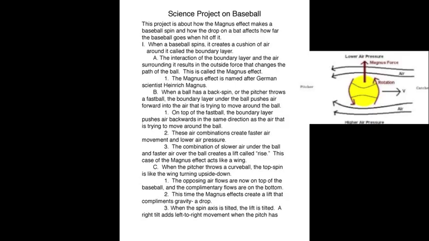These air combinations create faster air movement and lower air pressure. The combination of slower air under the ball and faster air over the ball creates a lift called rise. This case of the Magnus effect acts like a wing.